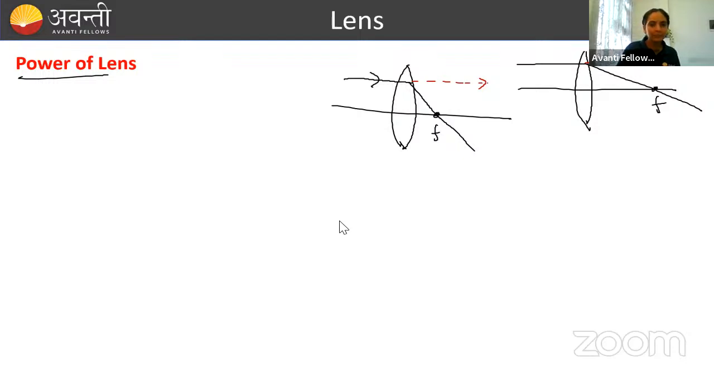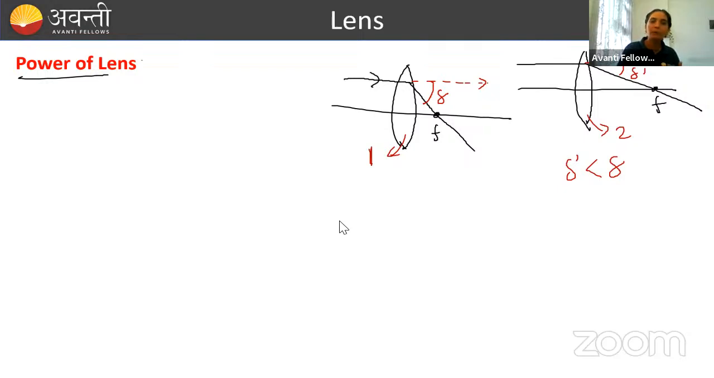So in both cases, light has deviated by some angle, and here the angle of deviation is this, and here the angle of deviation is this. You can clearly see from the diagram, delta dash is less than delta. So this particular lens, that is lens 1, is deviating light by a larger angle, and this is deviating light by a smaller angle.